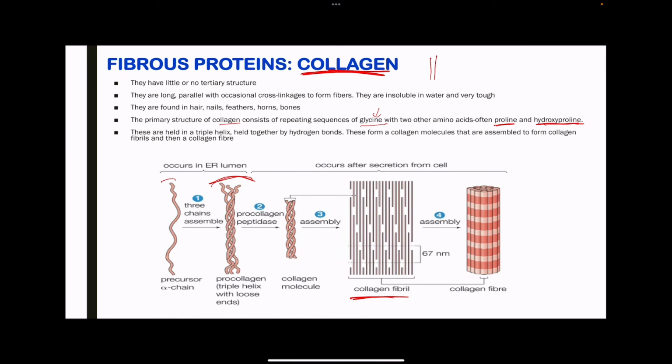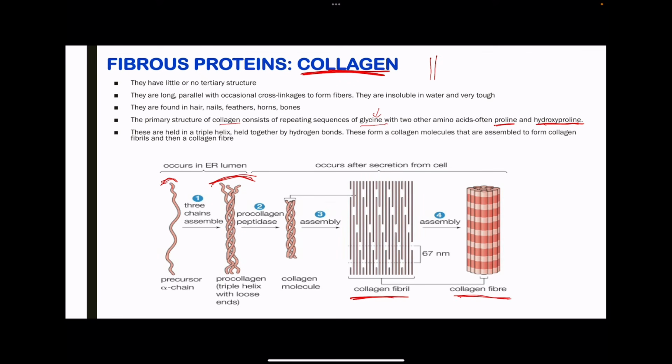So I assume this is going to be the primary structure containing many repeating sequences of the 3 amino acids, and then creating a polypeptide, and again 3 polypeptides are going to come together creating a triple helix held together by hydrogen bonds. These will form collagen molecules that are assembled to form collagen fibrils that then are going to be arranged to form a collagen fiber, as you can see here.